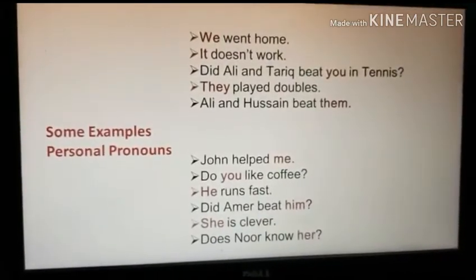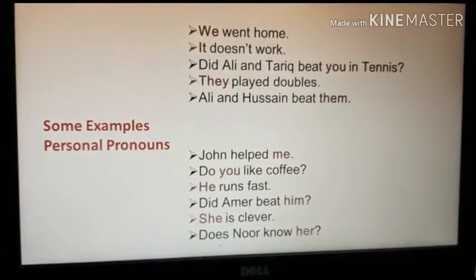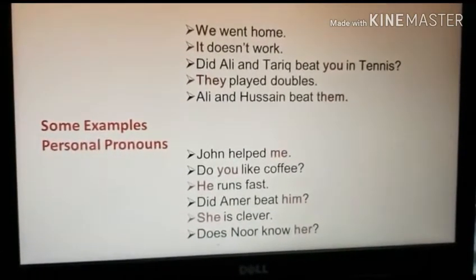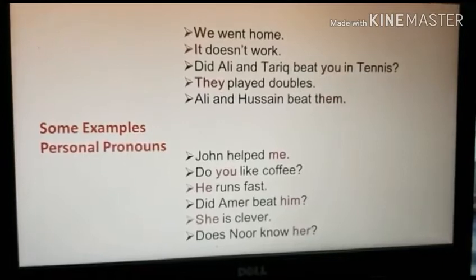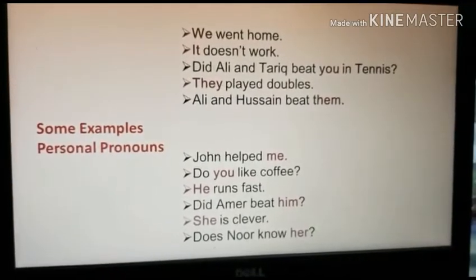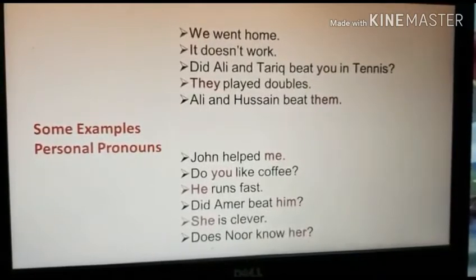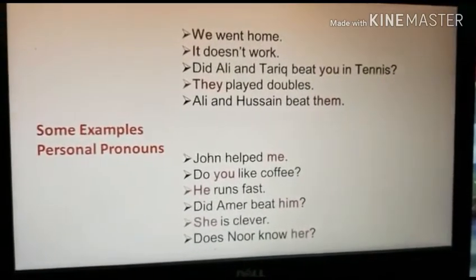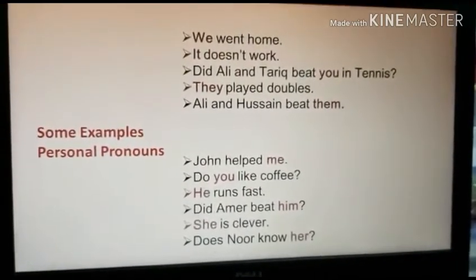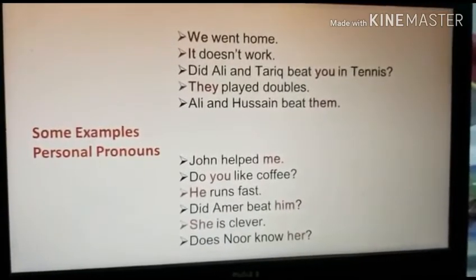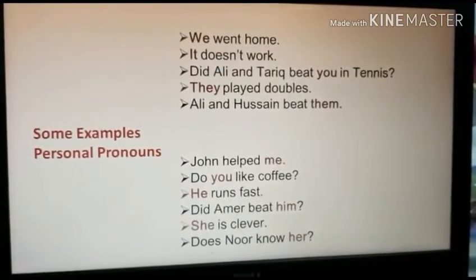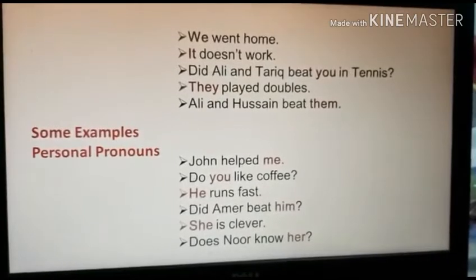In the first sentence it states, we went home. In this sentence, we is the personal pronoun, which is indicated in color and bold letters. Similarly, the other sentences provided in this slide are also highlighting the personal pronoun in red color. Hope you now understand what a personal pronoun is.